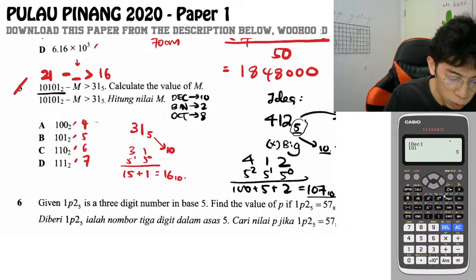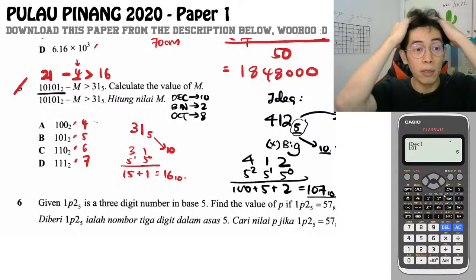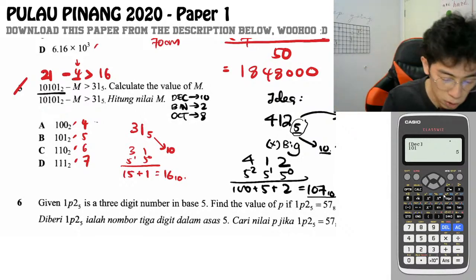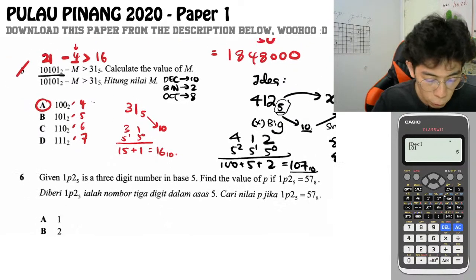You know the answer is like 21 minus 4, you get 17, right? 17 is greater than 16, so the answer is definitely A already. So you check the others, you know the answer is impossible.